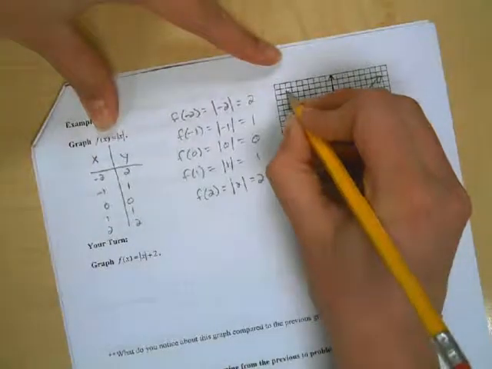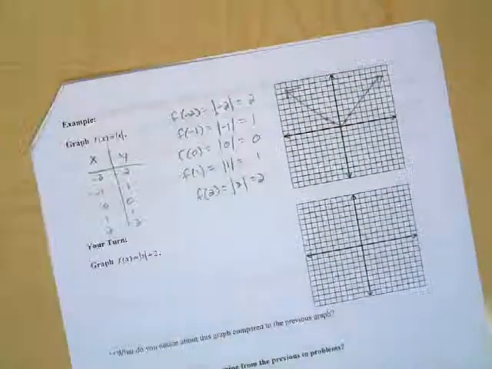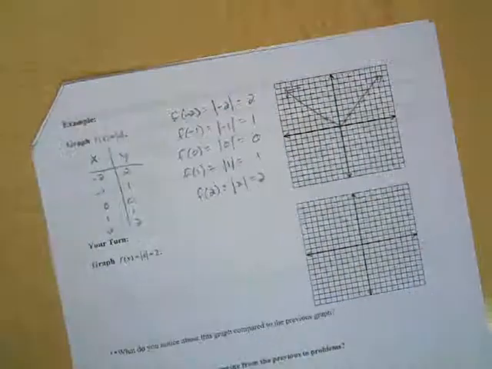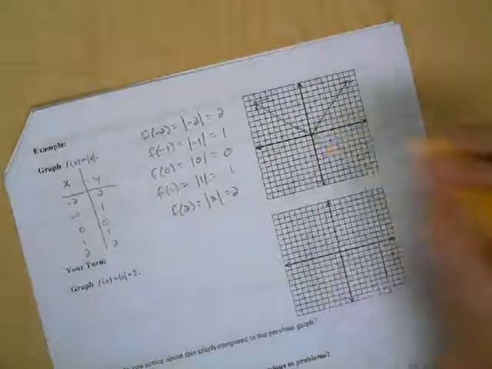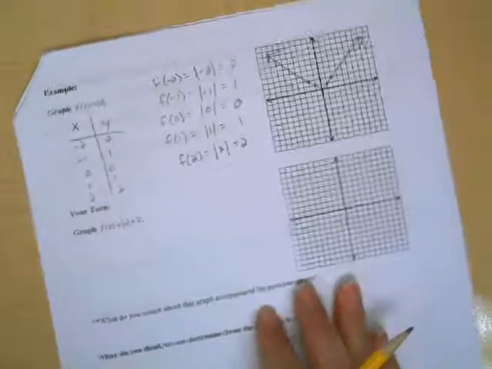Should go through like such. Okay, again, it doesn't have to be absolutely perfect, but it does need to be close. And make sure it goes through those points that you just graphed. Okay, so that would be the absolute value.